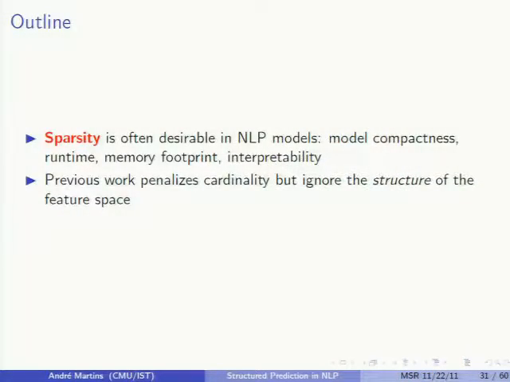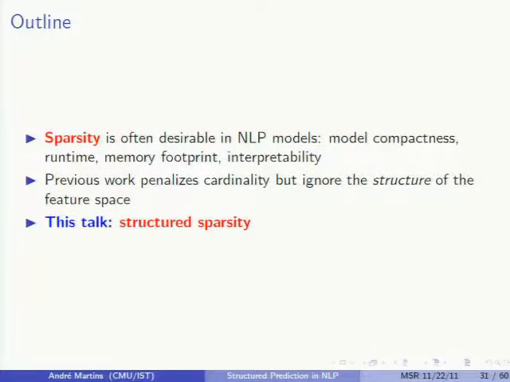There is a lot of previous work that addresses sparsity, but usually it just focuses on penalizing cardinality through an L1 regularization term, and ignores the structure of the feature space. So here the idea is to take the structure of the feature space into account. And that is what this talk is about.